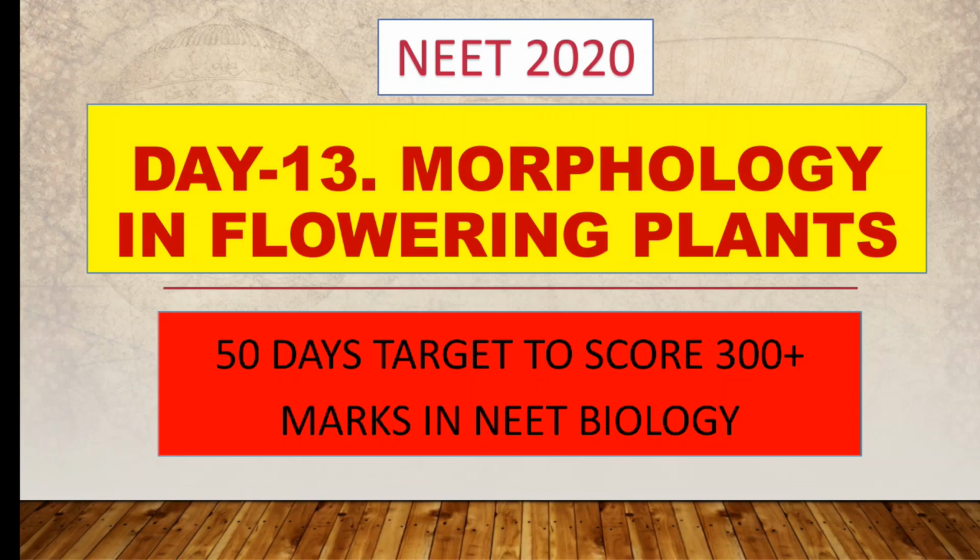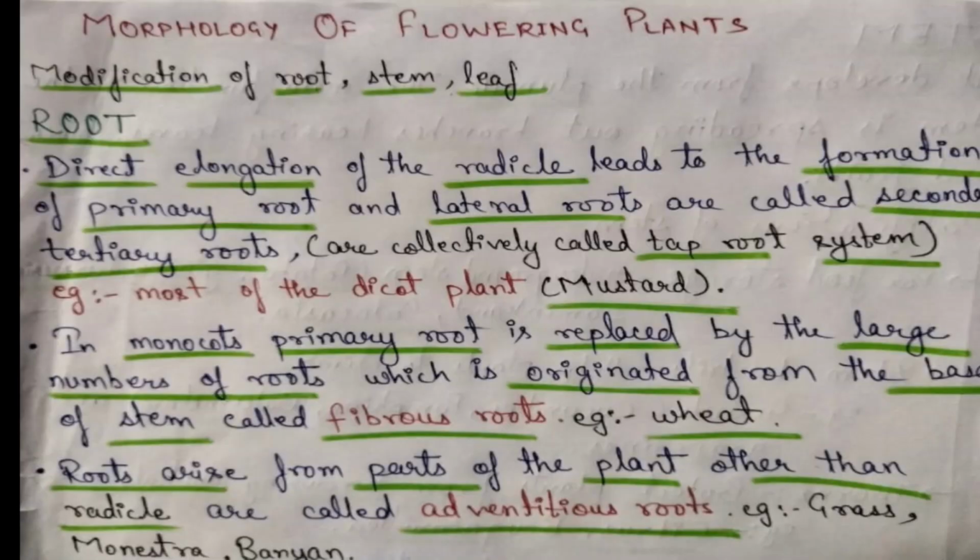So in this video, we are going to have quick revision of chapter Morphology in Flowering Plant, and this is a chapter which is all about examples, and if you want to cover all the important examples, please watch this video till the end. So let's start. First we see modification of root, stem and leaf, and first we take root.